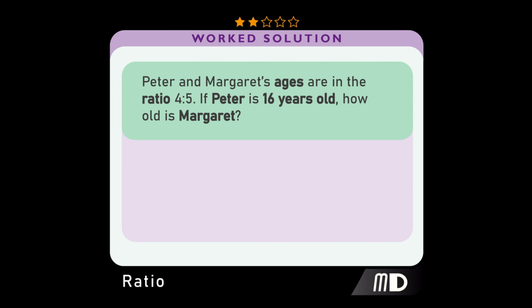Now in this video, we're going to answer the following question. Peter and Margaret's ages are in the ratio 4:5. If Peter is 16 years old, how old is Margaret?